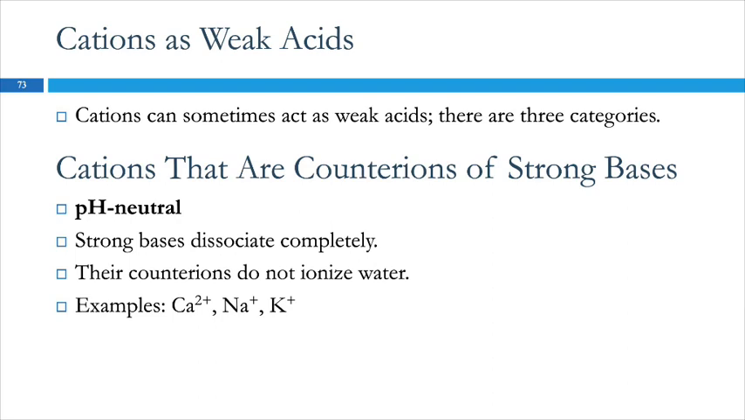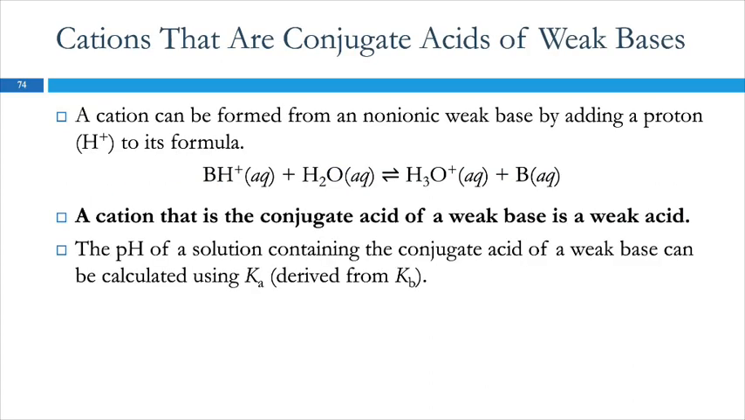It's kind of like the counter ions of the strong acids didn't work as bases. Then we have cations that are conjugate acids of weak bases. So a cation that is a conjugate acid of a weak base is a weak acid. Not confusing at all. Acid, conjugate base. Base, conjugate acid. Which one you call the conjugate is just which side of the equation you're looking at. They're an acid-base pair that are related to each other.